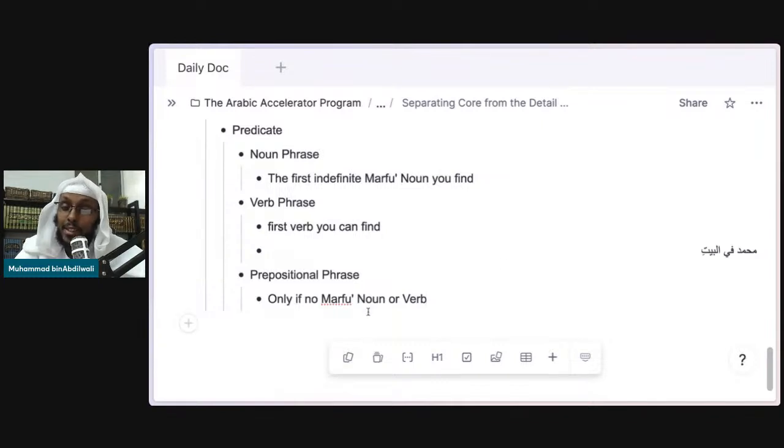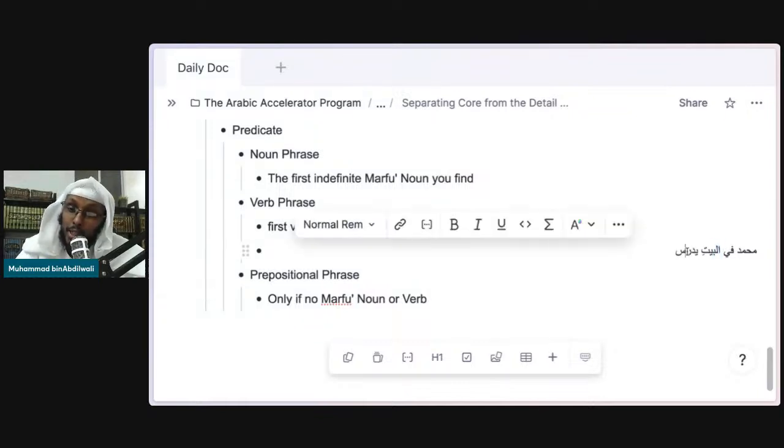And the reason I say this is because it could be that you have a prepositional phrase, but that prepositional phrase is just a modifier of the verb that comes after it. Like we said, Muhammadun fil bayt yudarris. Here, we're not going to say that this is the khabar. We say yudarris is the khabar. Where does he teach? At home.